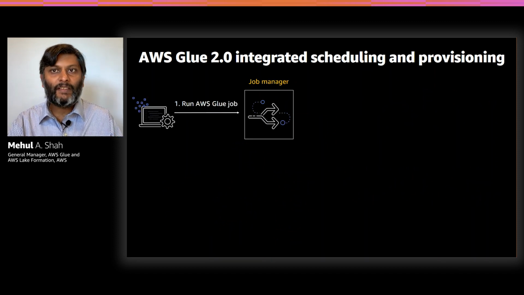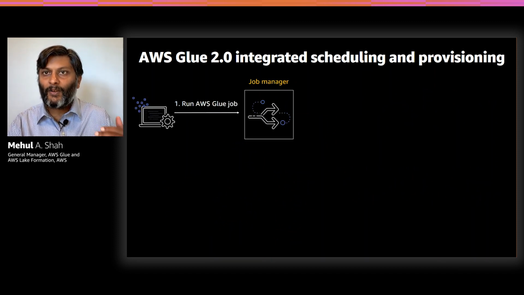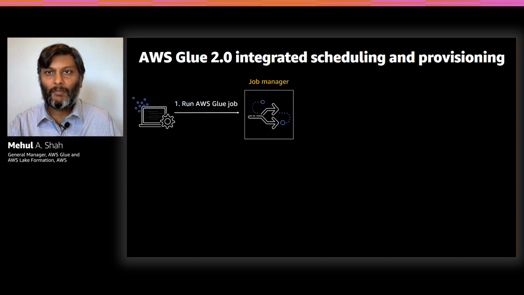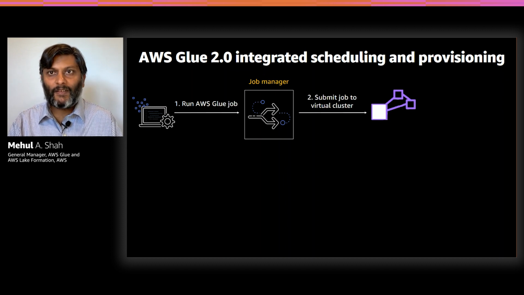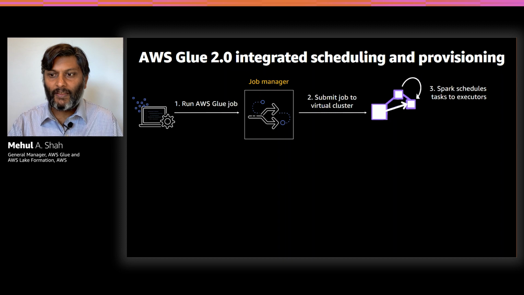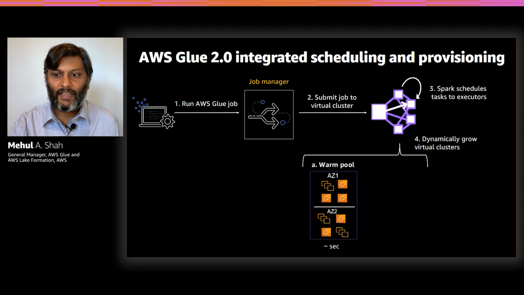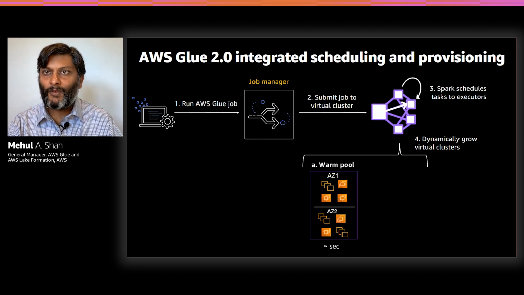Glue 2.0 is completely different. Glue 2.0 integrates the scheduling of the tasks with the provisioning of the machines. Let me show you how. You submit the job to the job manager. The job manager then submits the job to a virtual cluster. Now, if that cluster already has some machines set up, the job starts immediately. The Spark scheduler will start working, and it will ask for tasks to be attached to executors. And if it needs a new executor and there aren't any machines for it to be attached to, then we're going to dynamically grow the virtual cluster.